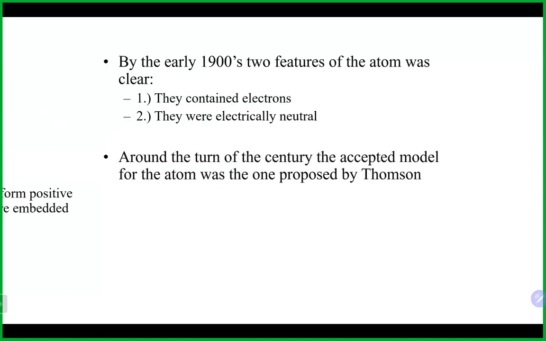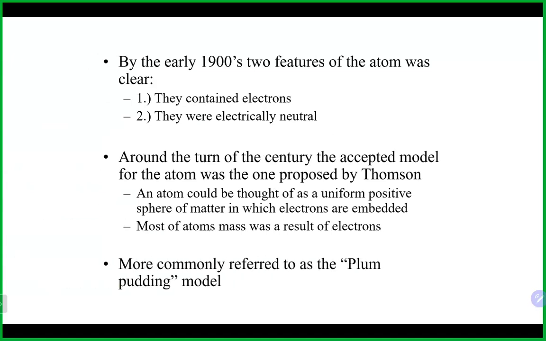Now, moving forward, after the electron was sort of hammered down, if you will, by the early 1900s, two things about the atom were pretty clear. They contained electrons, which was discovered through some of those experiments we just talked about, and they were also found to be electrically neutral. So if we know that they contain electrons and they are negatively charged, they do have to contain something else there that is positively charged to allow them to be neutral, right? If you're neutral, that means you have no charge, so all your positives and all your negatives should basically cancel each other out.